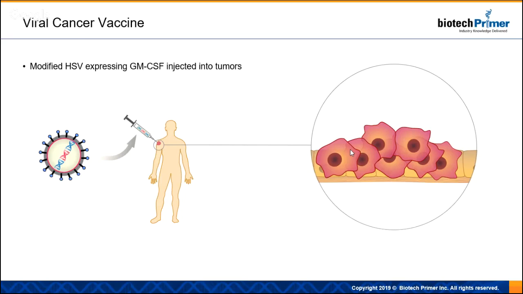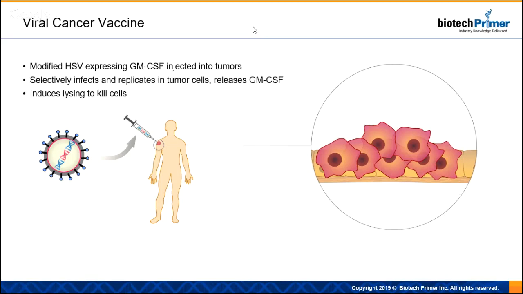The way it works is it is a modified HSV, so herpes simplex virus. It's modified in a couple different ways. One, the genes that cause this virus to cause cold sores have been removed. It is also expressing GM-CSF, which is one of those inflammatory cytokines. This is just a very general, very strong inflammatory cytokine that encourages the development and the production of more white blood cells. So it helps to rev up the cancer patient's immune system.